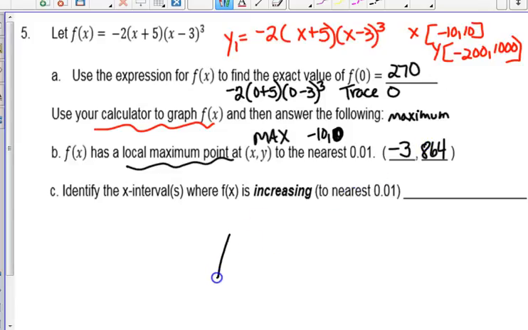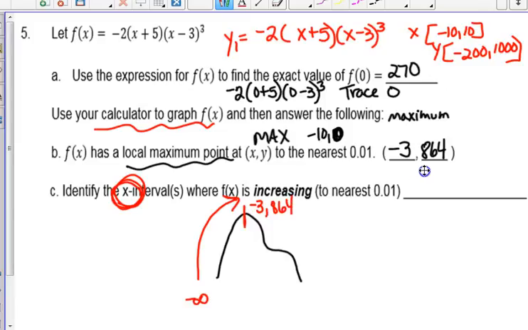Okay, so the graph looks like this. It is increasing or going up here. Okay, these values. I'm supposed to give the x interval there. Well, these are x is coming from the far left until we hit this x value, which was -3. So the x's are from the left until you hit -3, or -infinity to -3.